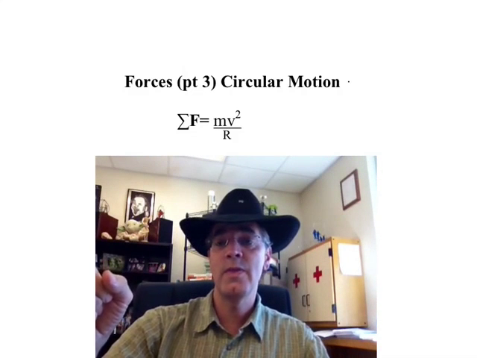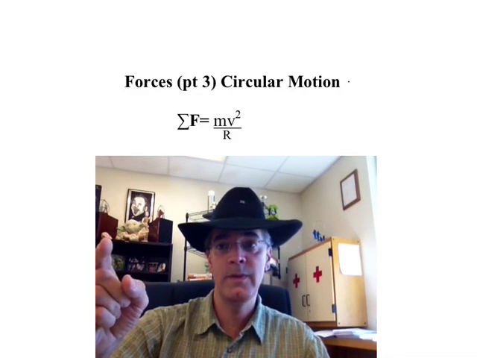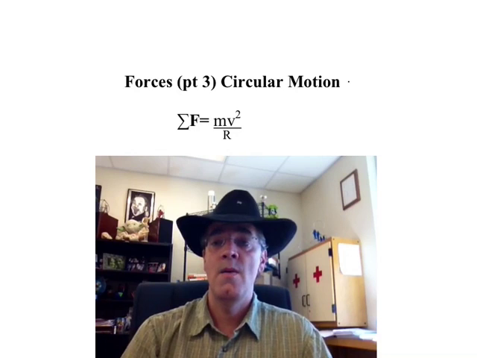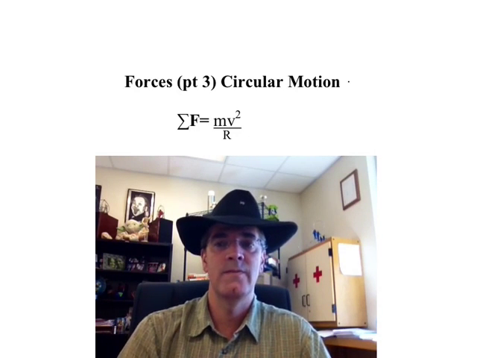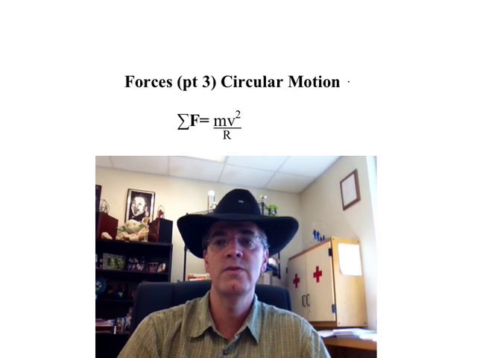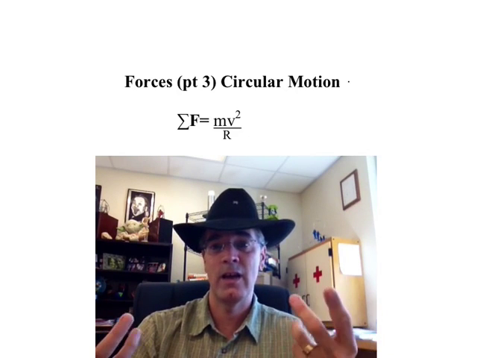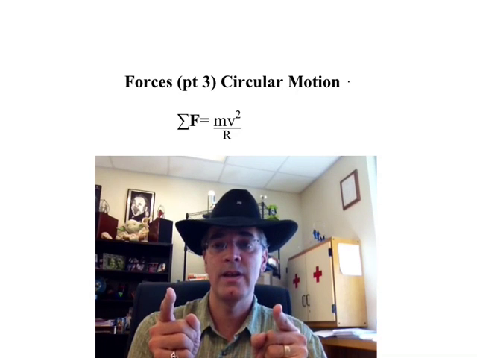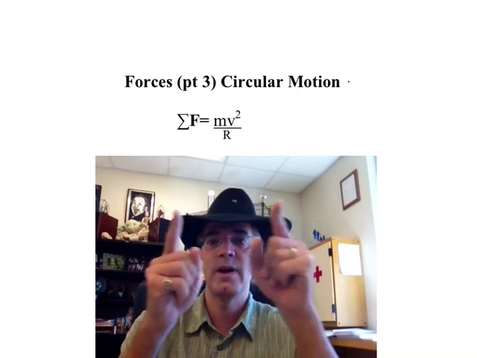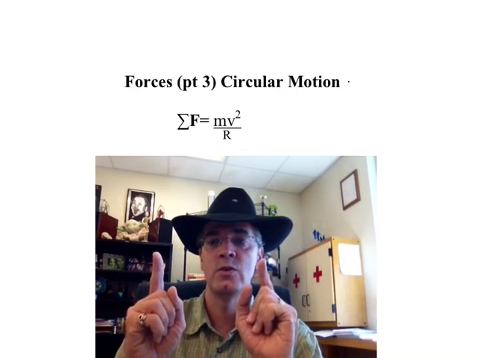So we start this one out with a sigma F formula again. This time it's mv squared over r. And that shows up on our formula sheet as F sub c equals mv squared over r, and that can confuse us because we can want to put that onto our free body diagram. But just like for the other two, this never goes on a free body diagram. This is what all the forces on the free body diagram have to sum up to equal.